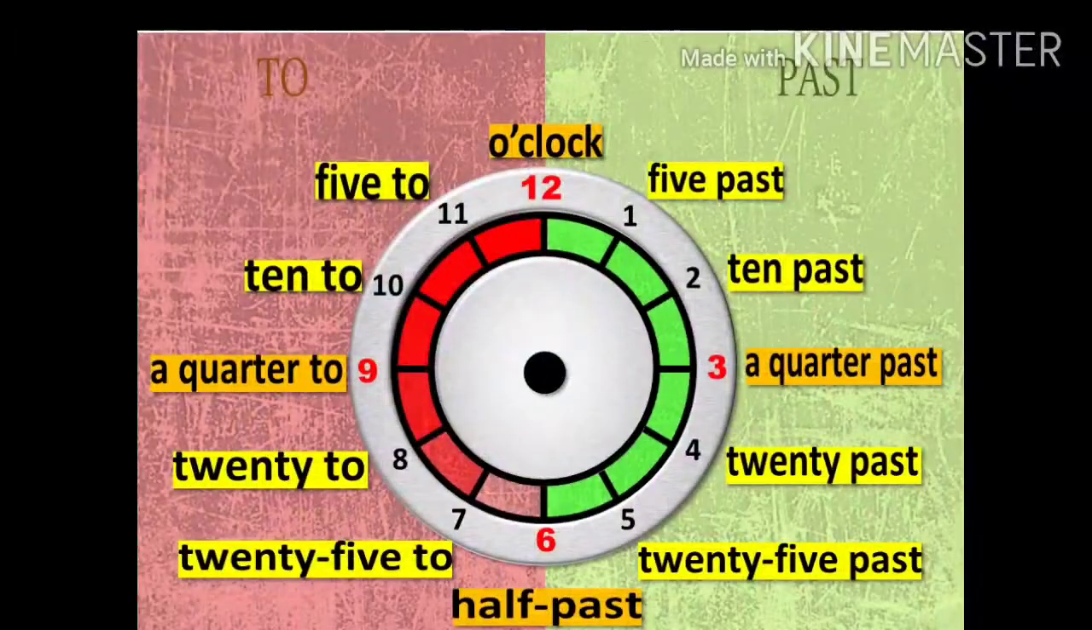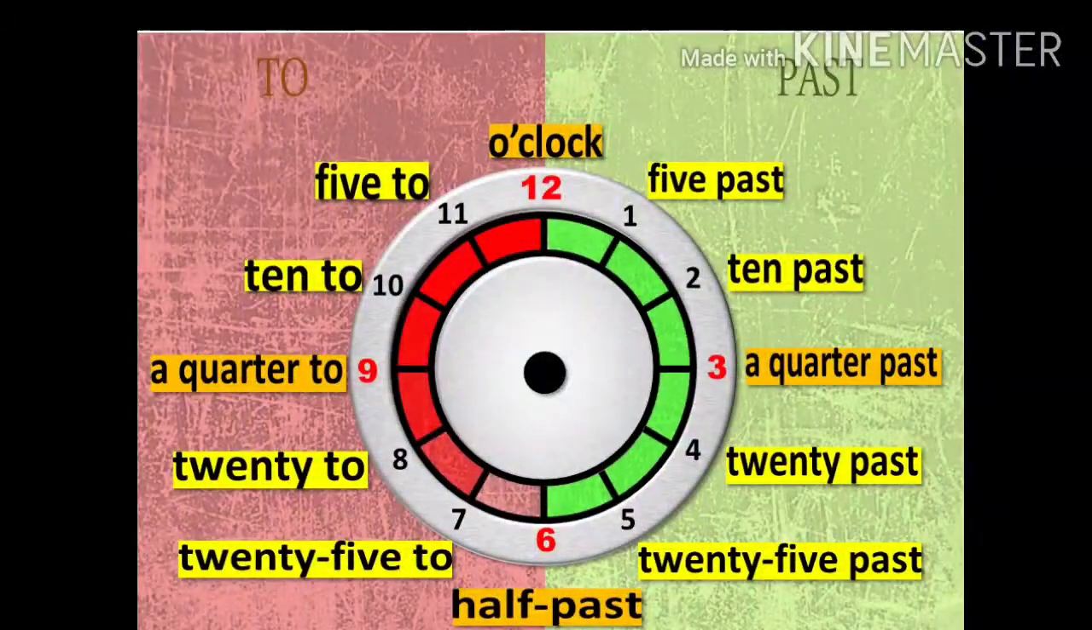Kemudian past berarti lebih atau lewat. Ketika sebuah jarum panjang menunjukkan angka yang berada di area hijau antara 12 sampai 6, berarti kita menggunakan past. Dan kemudian sebaliknya, untuk area merah kita menggunakan to yang berarti kurang.